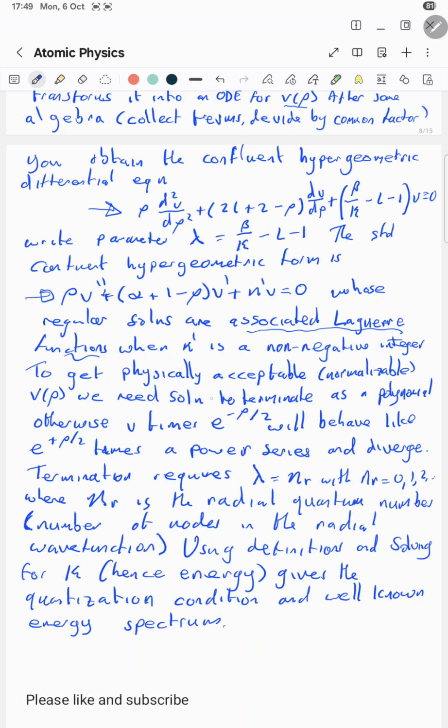To get physically acceptable normalizable v of rho, we need solutions to terminate as a polynomial, otherwise v times e to the minus rho over 2 will become like e to the plus rho over 2 times a power series and diverge. Termination requires that lambda equals n sub r, with n sub r equals 0, 1, 2, and so on, where n sub r is the radial quantum number, the number of nodes in the radial wave function. Using the definitions and solving for kappa, and hence energy, gives the quantization condition and the well-known energy spectrum.